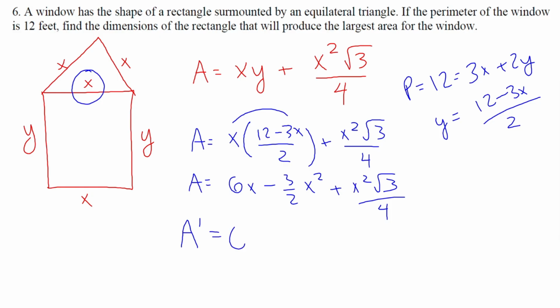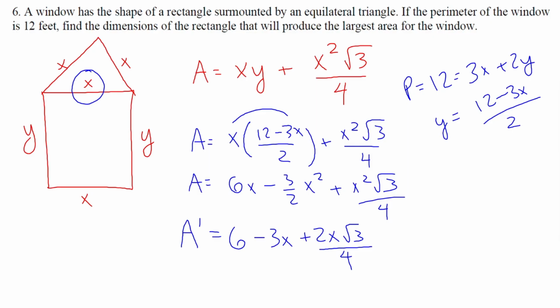So A prime should be 6, and then minus 3 halves times 2 should be minus 3, so minus 3x, and then plus 2x root 3 over 4. Remember, we just take the derivative of the x squared because the root 3 over 4 is just a constant.